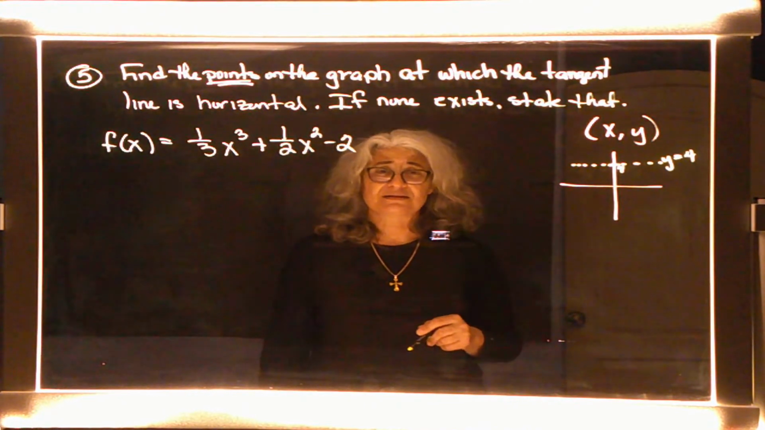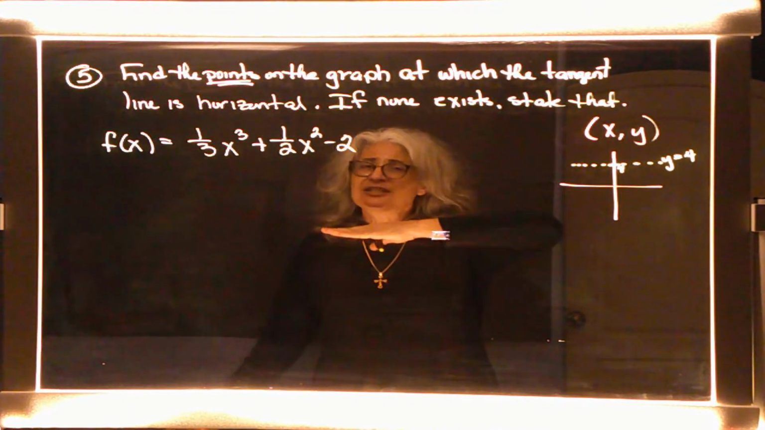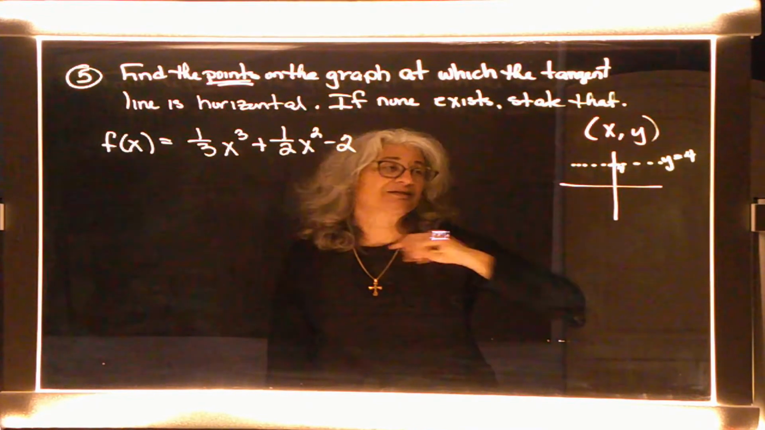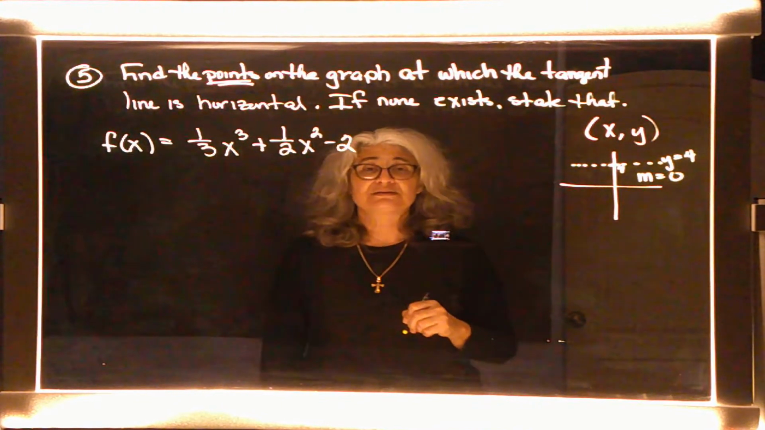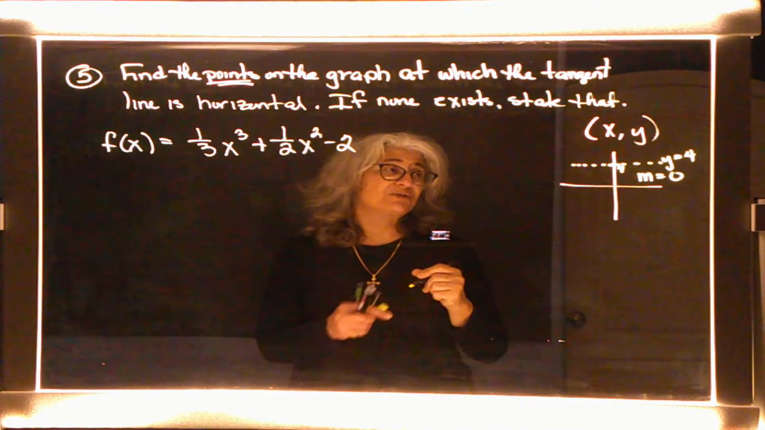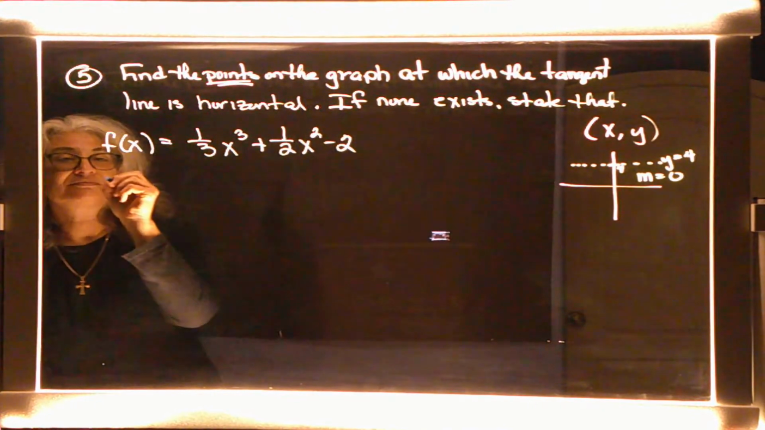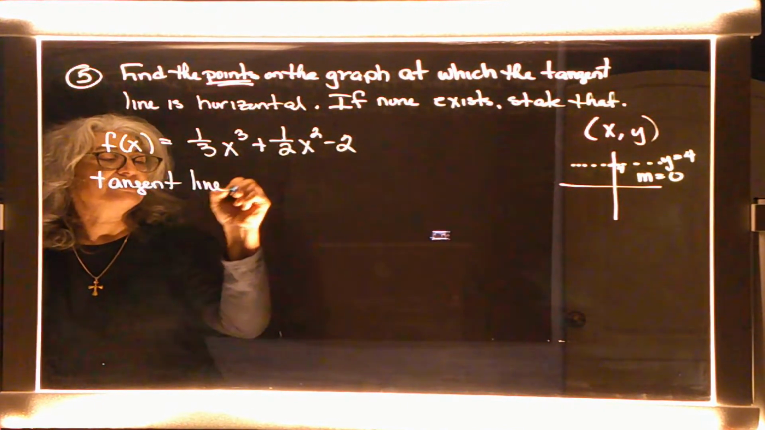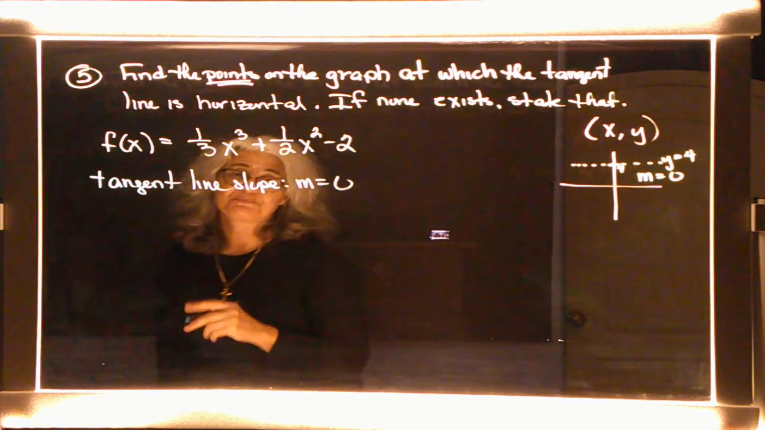Remember Kansas, prairie land, right? Flat, just like that, flat. Do you have any hills? 0 hills on prairie land. This horizontal line has a slope of 0, doesn't it? If they're saying the tangent line is horizontal, that means the tangent line slope is m equals 0.